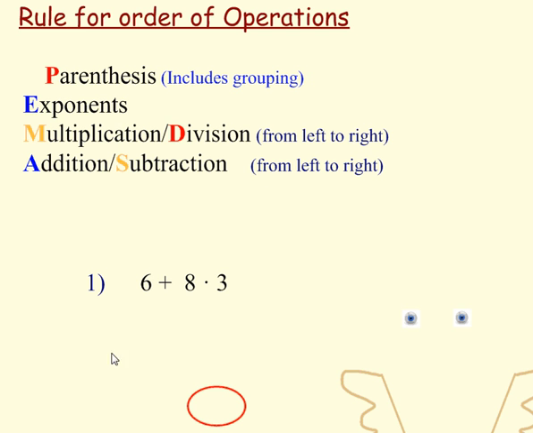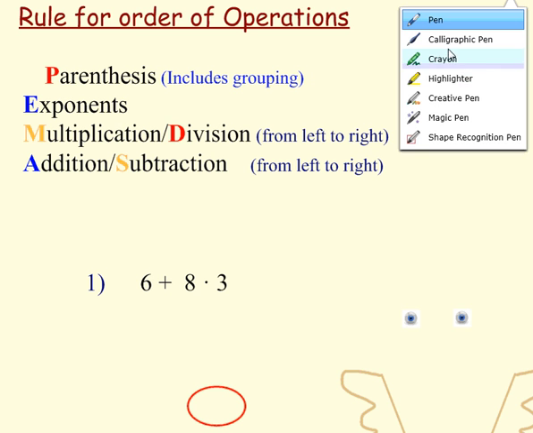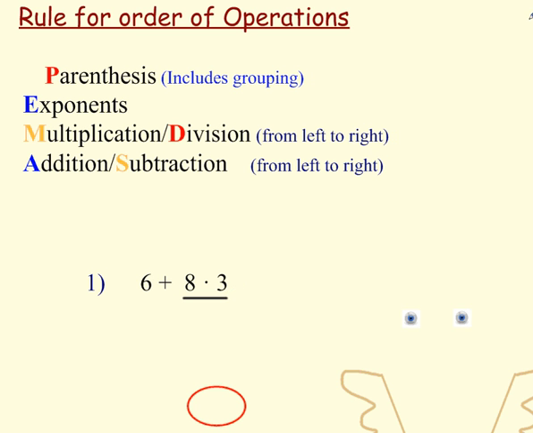So what I'm going to do is I check for parentheses. There isn't any. Exponents, none. Multiplication, division. Okay, first time I see is there. Now this is what I like to do with my students: I actually like to underline what I'm going to be doing. So I'm going to underline the 8 times 3, which is going to give me 24. And I'm going to put a 24 there.